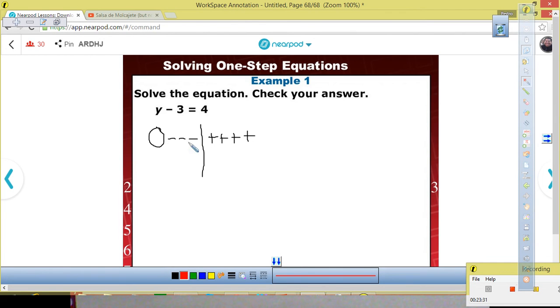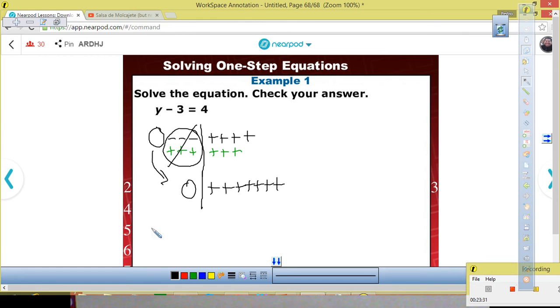So to cancel these, you said we make them 0 pairs. So what do we need to do? 3 positives, 1, 2, 3, and whatever we do to one side, we do to the other. And now let's indicate this here. We identify the 0 pairs. They cancel. We bring down the cup. And what do we have on this side? 1, 2, 3, 4, 5, 6, 7. And that's how we use cups and tiles.